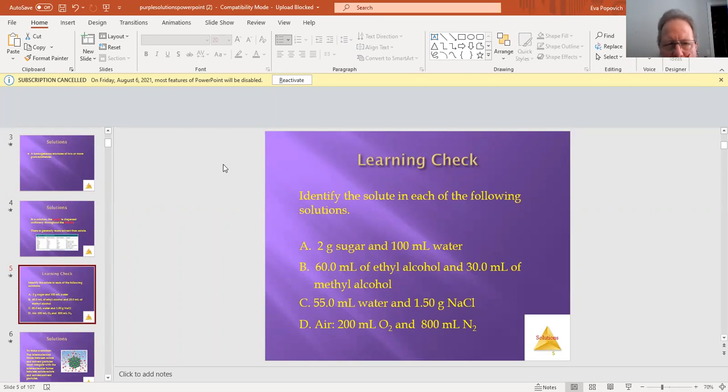Yes. Thank you, Natalie. We're dealing with 55 milliliters of water and 1.50 grams of sodium chloride. What is the solute? What is the solvent? The solute is water and the solvent is the other one. NaCl? Yes. Okay, good enough.